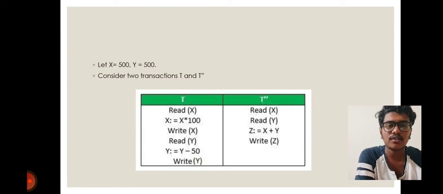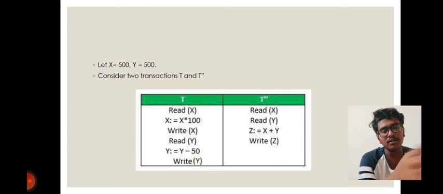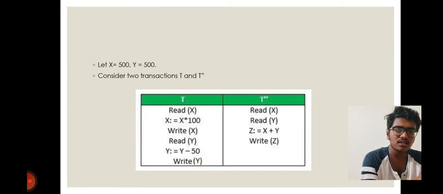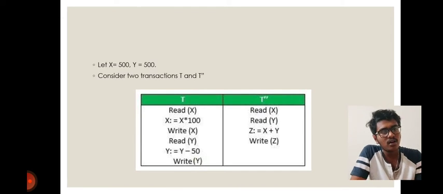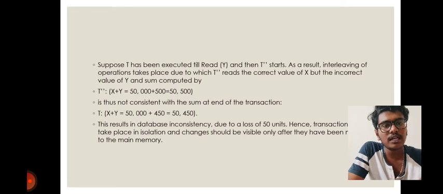Let X equal 500 and Y equal 500. Consider two transactions, T and T'. The first transaction: read X, X equals X times 100, write X, read Y, Y equals Y minus 50, and write Y. And the other transaction: read X and read Y, then Z equals X plus Y, write Z. Suppose T has been executed till read Y and then T' starts.